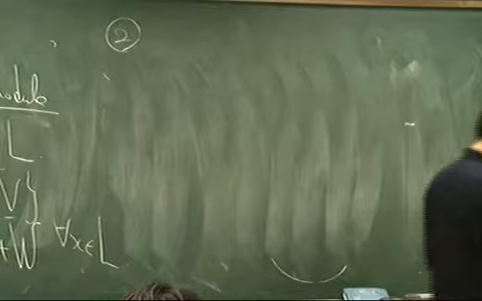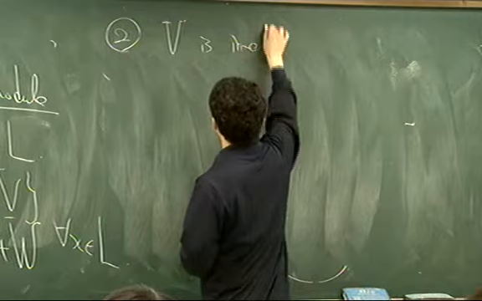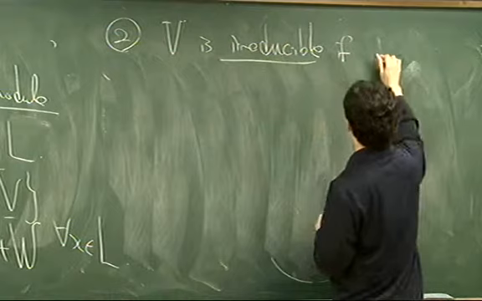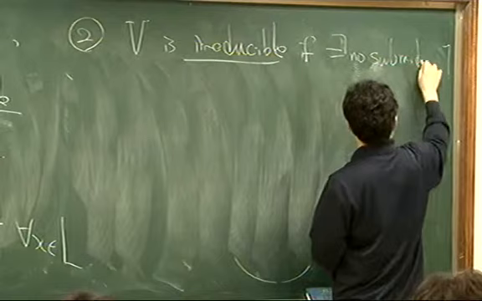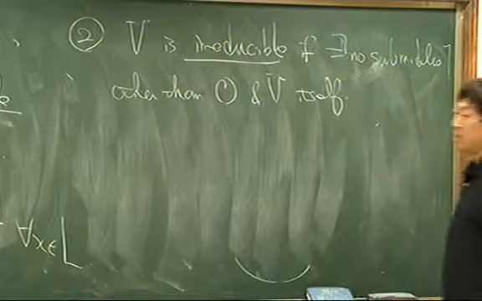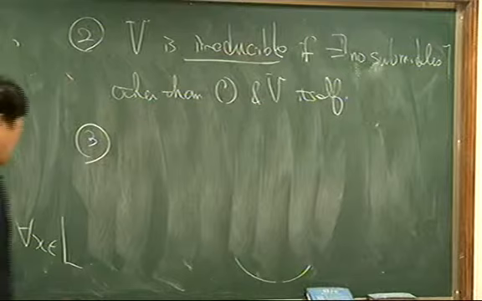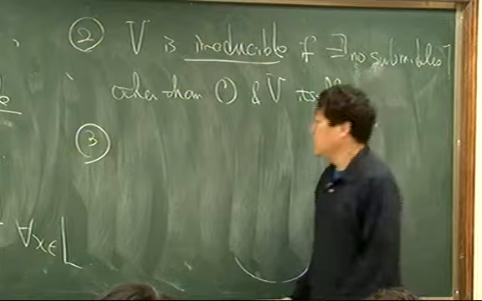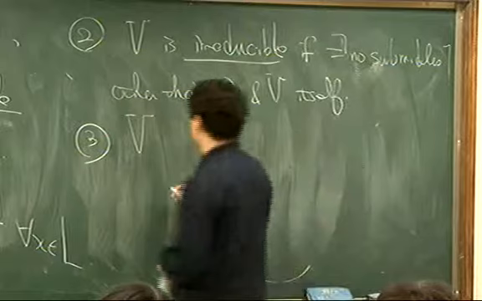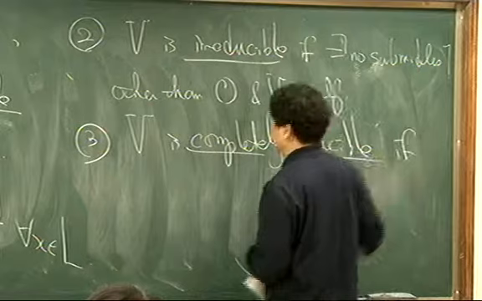And so, if V does not have any submodules other than 0 and V itself, then it is called irreducible. And if things are similar to integers, then any representation will be completely reducible. So V is called completely reducible if V is a direct sum of irreducible submodules.